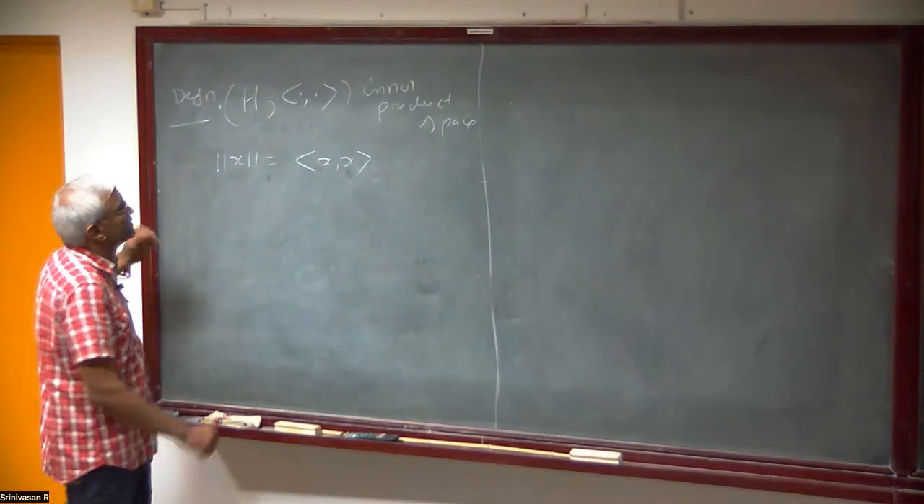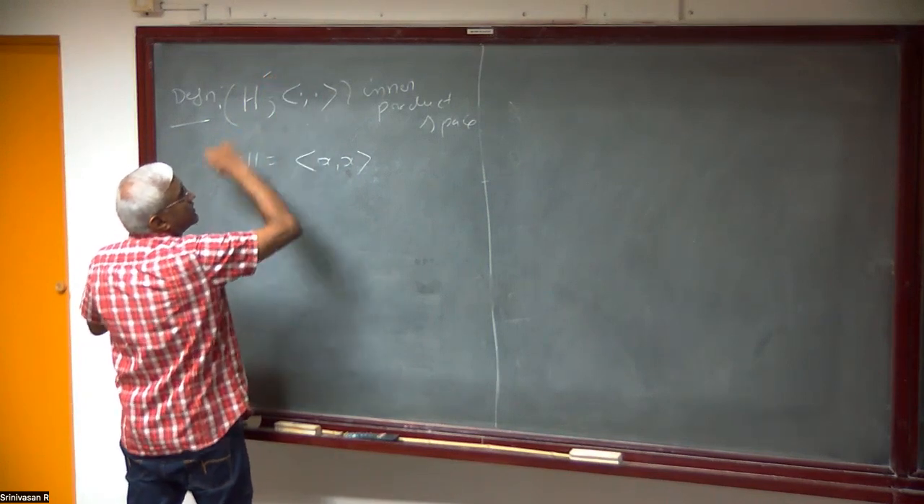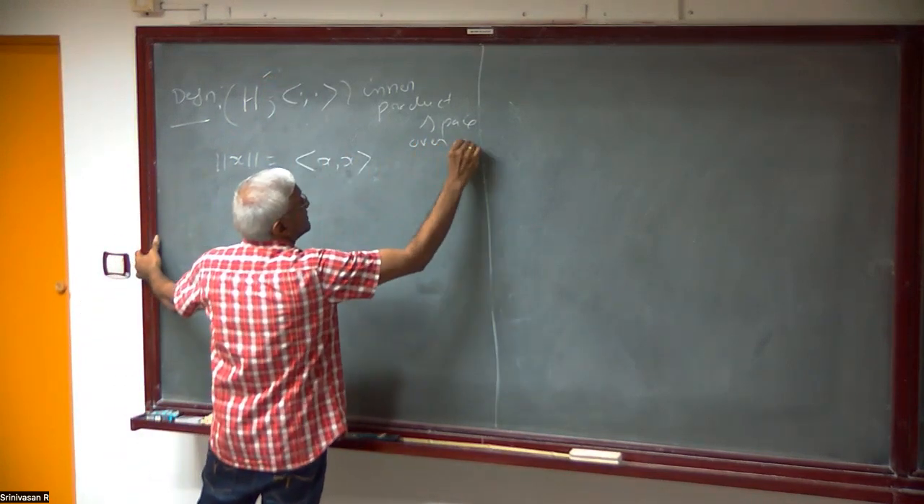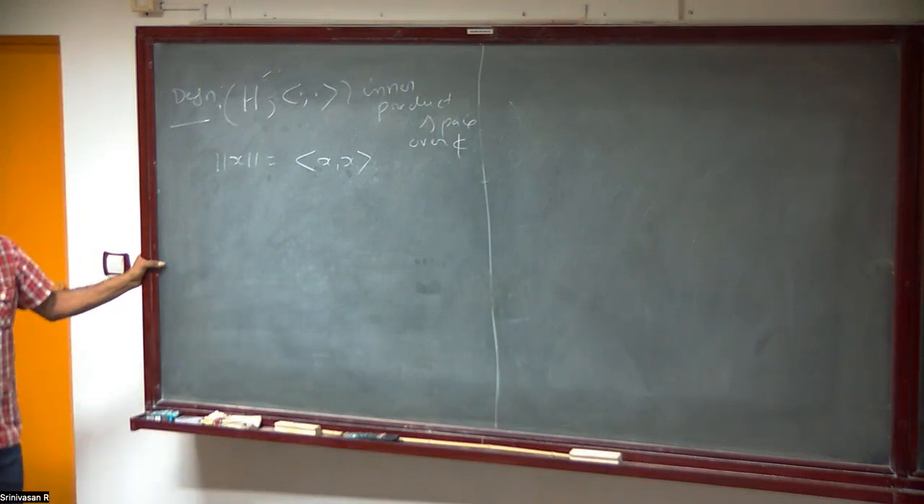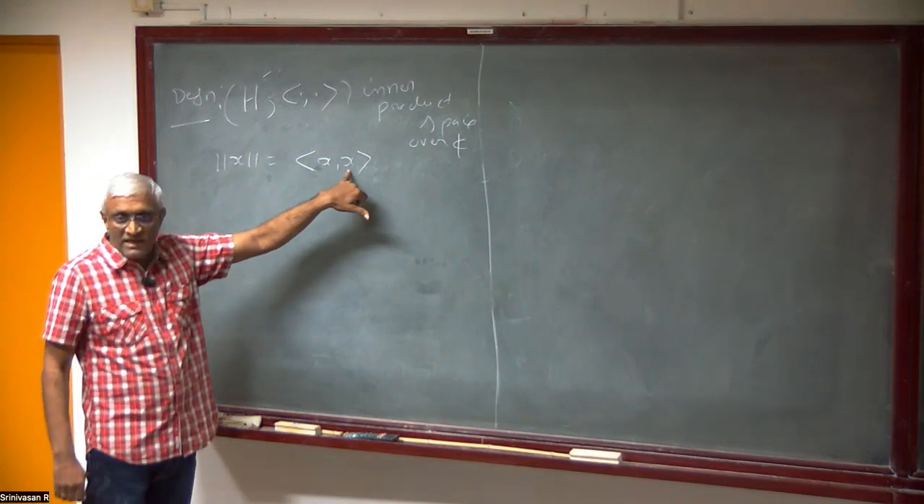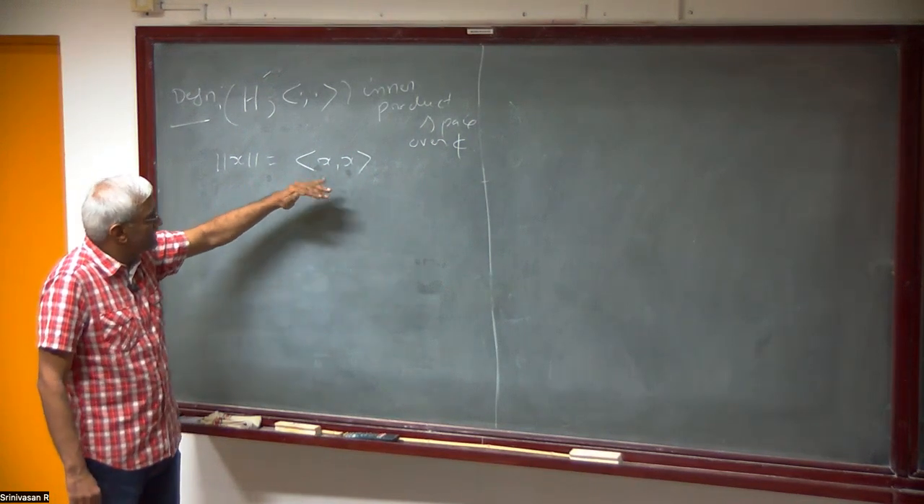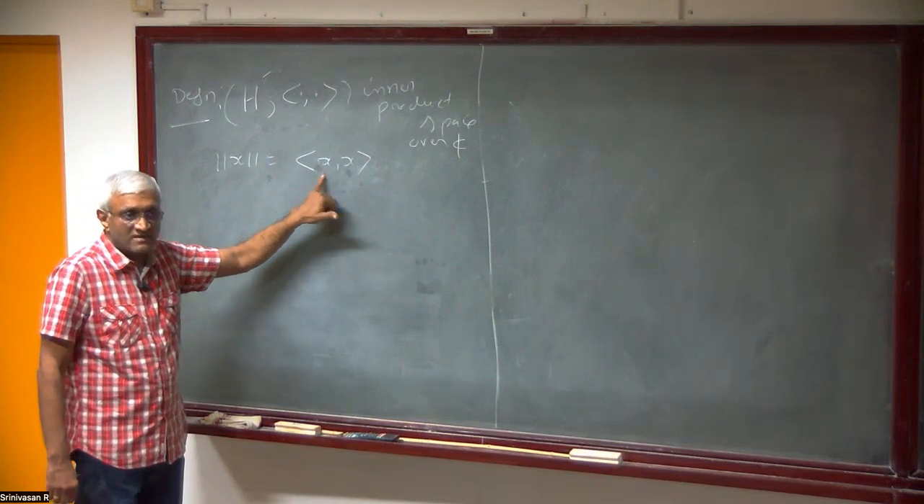This is a vector space over C. Inner product space over C. We are working with C. And this is linear in this variable, conjugate linear in this variable, and this is greater than or equal to 0. This is positive definite, and this is equal to 0 if and only if X is 0.